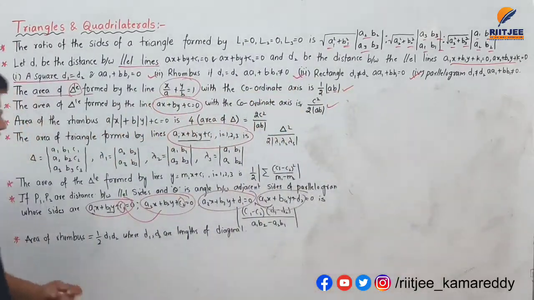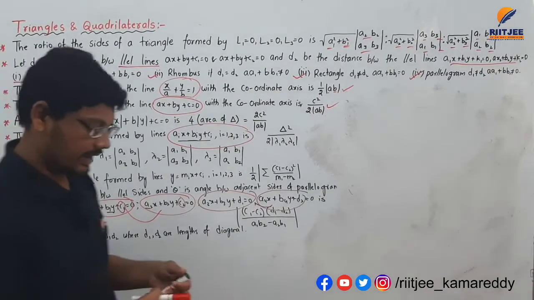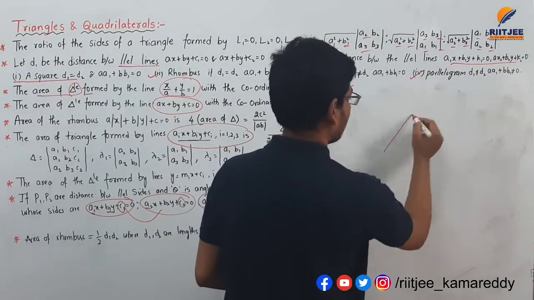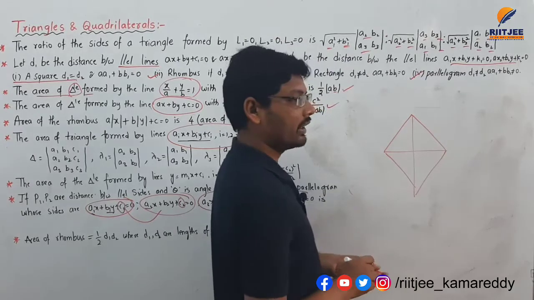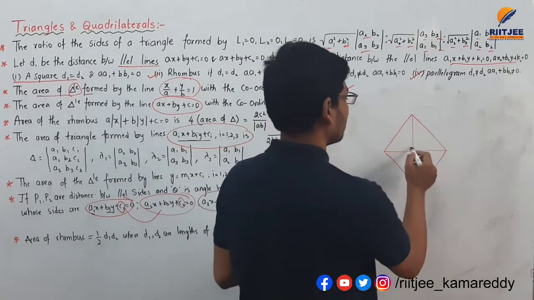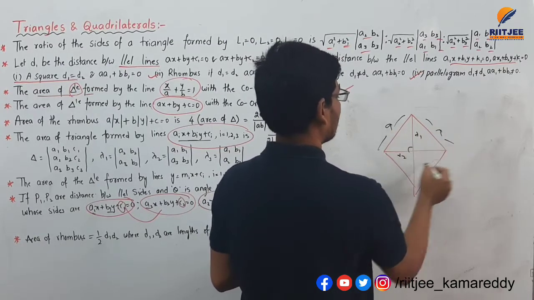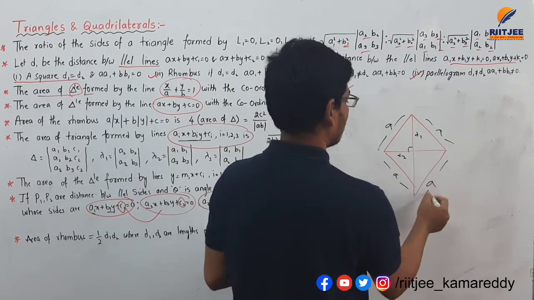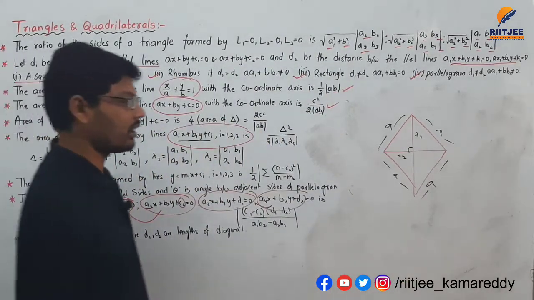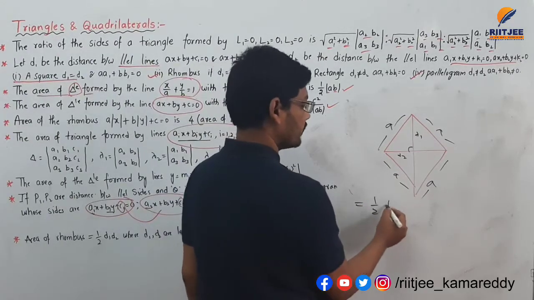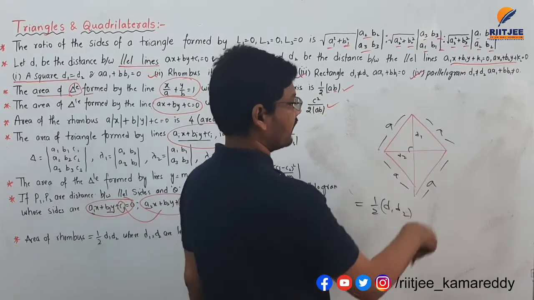And the next point is the area of the rhombus. This is the final point. If you want to find the area of the rhombus, a rhombus has all sides equal and the diagonals are perpendicular to each other. This is d1 and this is d2. All sides are equal, so I am taking a here. The area of the rhombus, we already know this formula, 1 by 2 of d1 and d2, where d1, d2 are the diagonals of a rhombus.